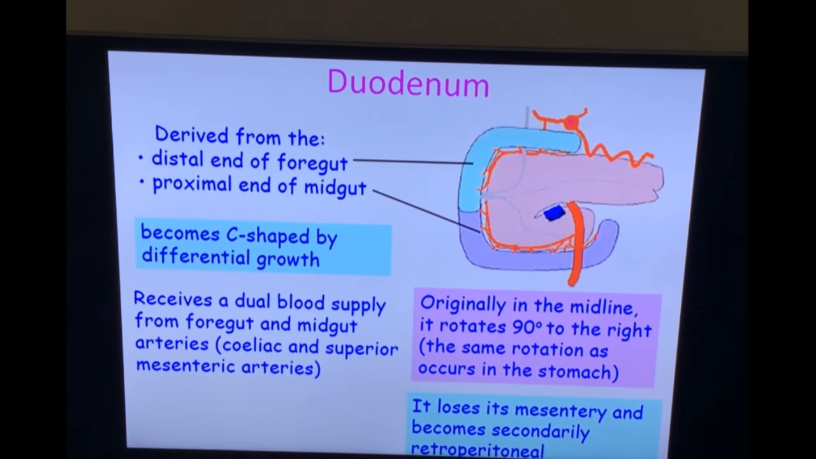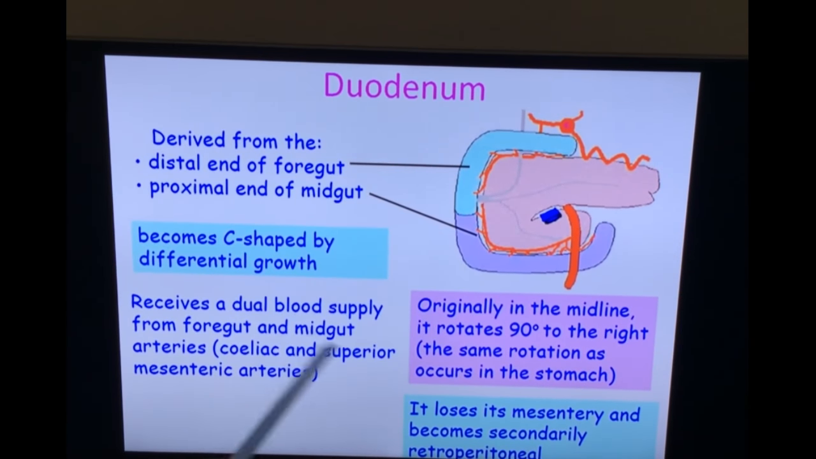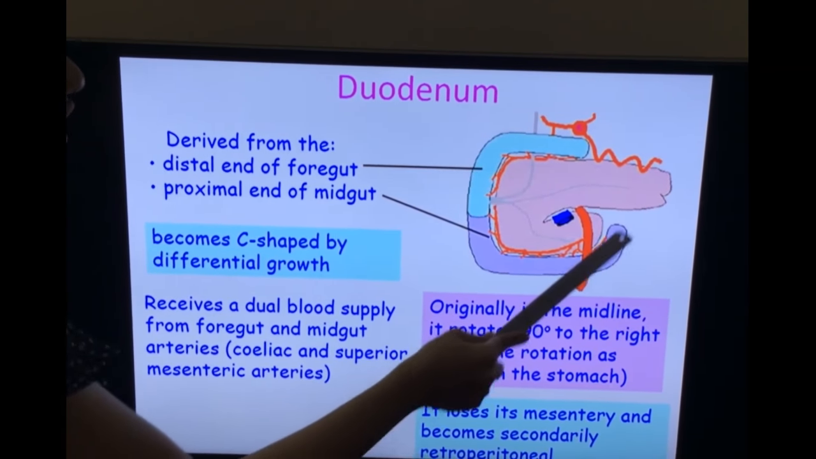Due to the rotation of the stomach, the duodenum also undergoes slight rotation to the right side and forms a C-shaped loop.